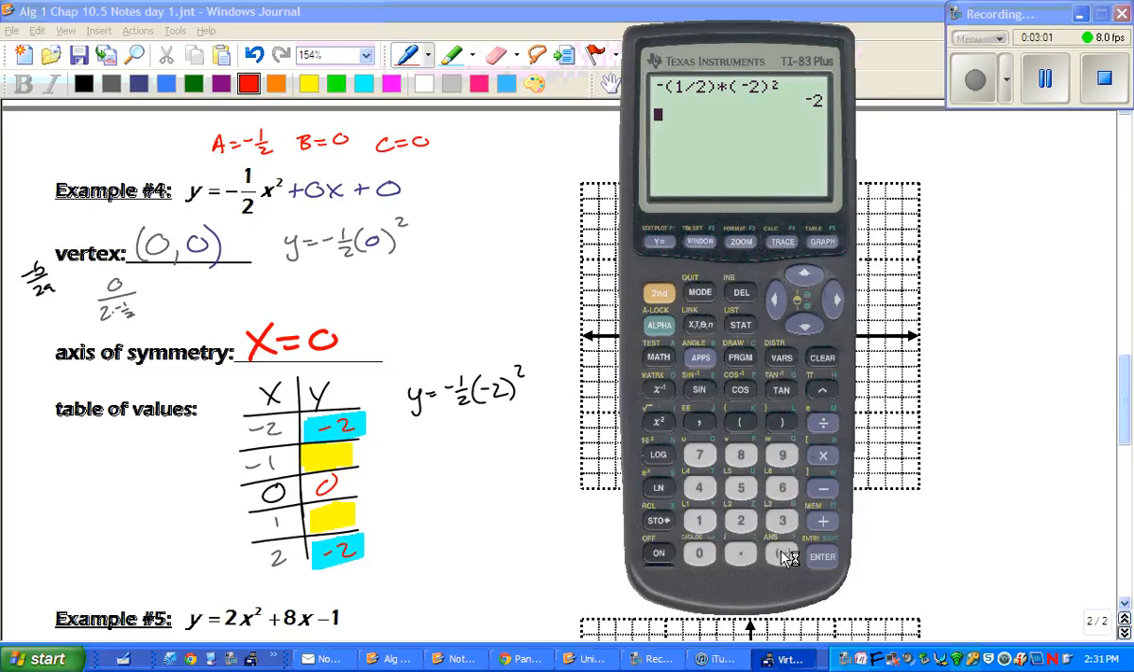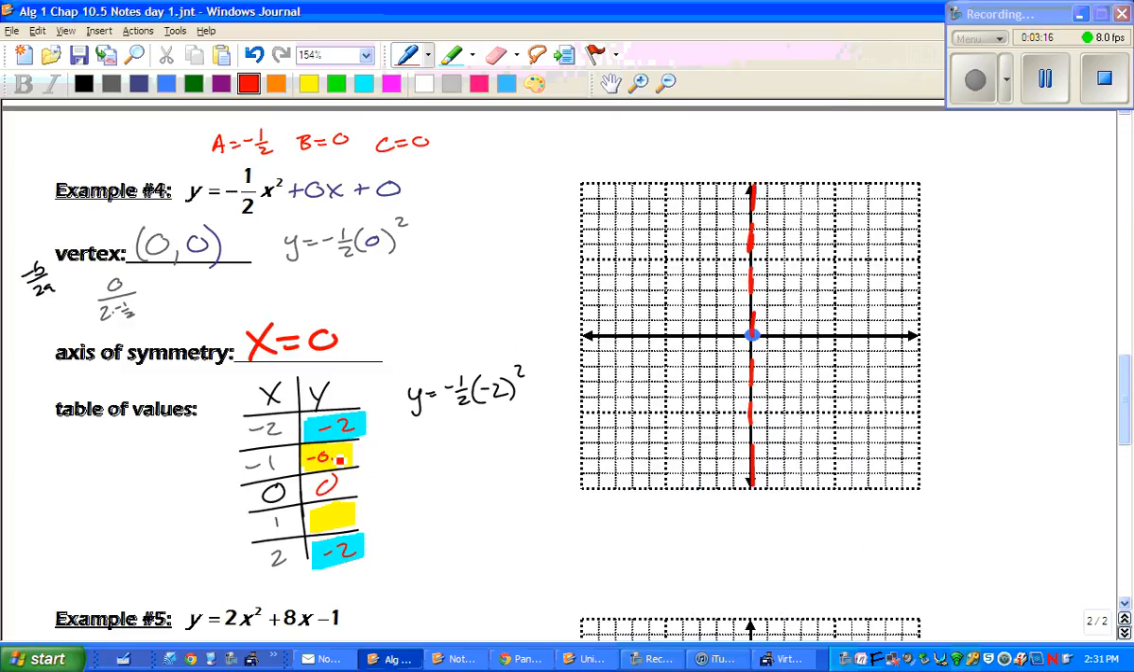Now we're going to do the same thing with negative 1, sorry. Negative 1/2 times negative 1 squared, and we get negative 0.5. That's okay, we're allowed to have decimals. So let's go ahead and graph our points: negative 1 and negative 0.5, and negative 2, negative 2. And remember, those are mirror images. And then draw your graph.